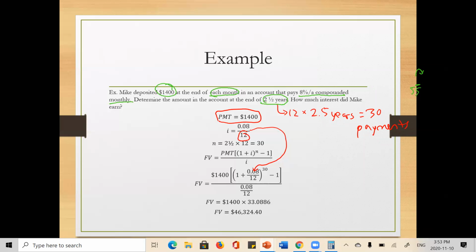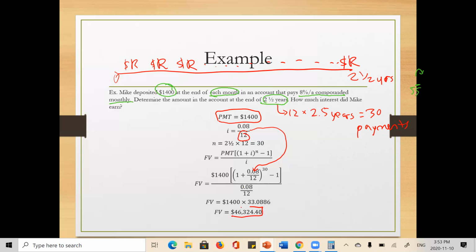Now, the next part, it says, how much interest did Mike earn? So this isn't all the interest that this person earned. What we basically have is a bunch of different deposits here. I'm just going to draw a picture. It kind of looks like this, from 0 to 2.5 years. And what happened is Mike made a bunch of different deposits throughout the 2.5 years, and they accumulated to become $46,324.40. But keep in mind that that is not the total interest that was earned.